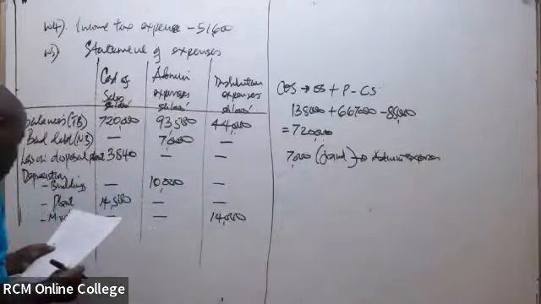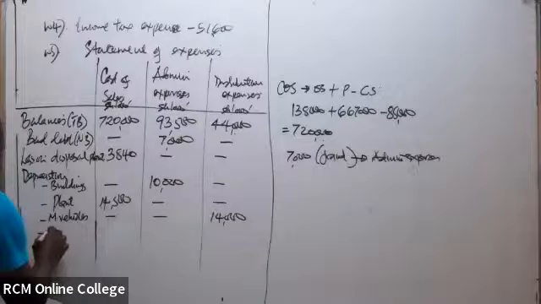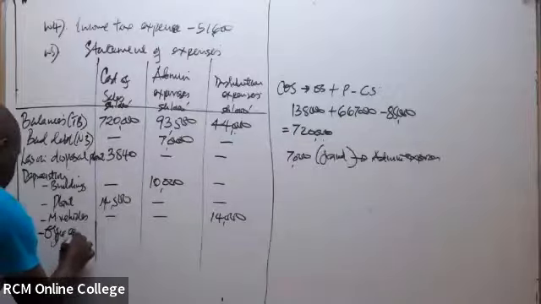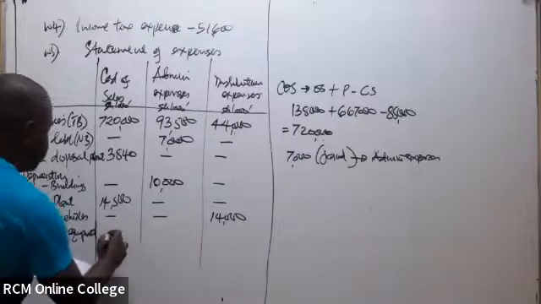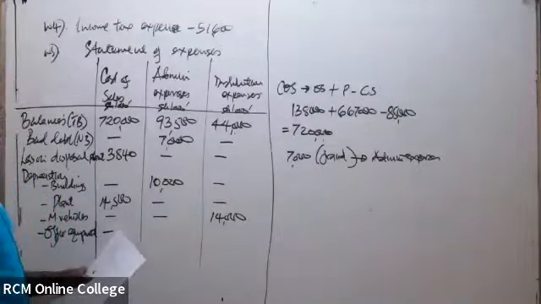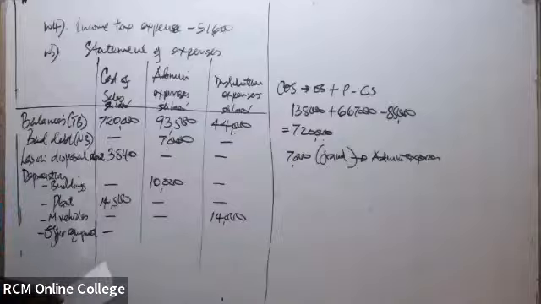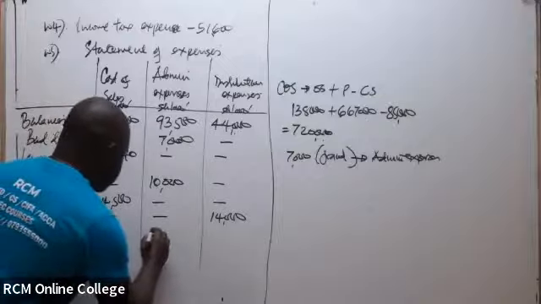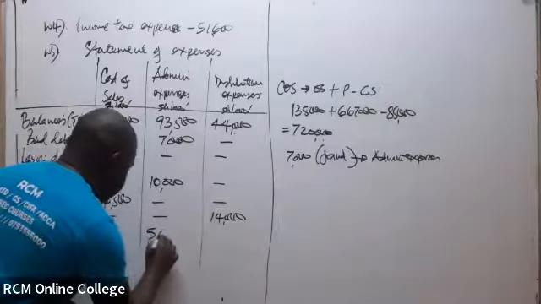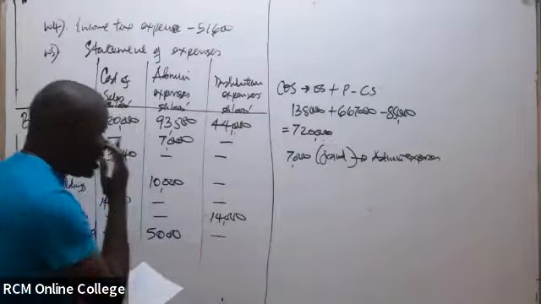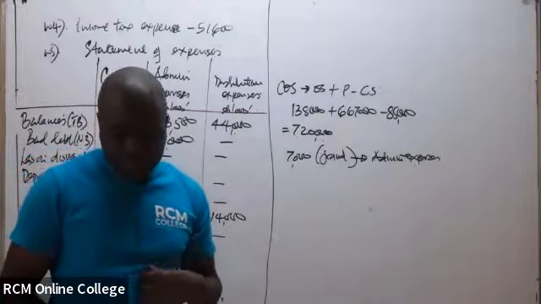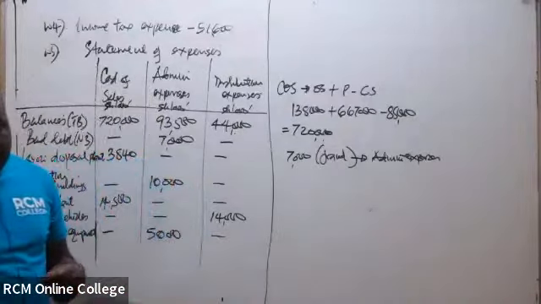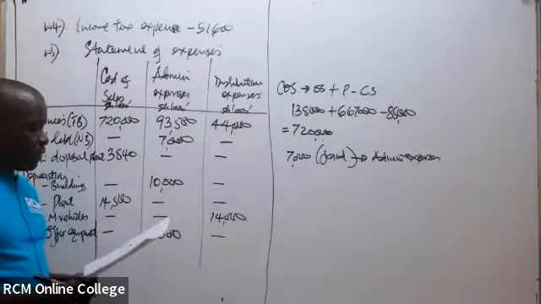Then the last one, in this case, you are told office equipment. This one we are told will likely go to administration. As per our computation, office equipment was 5 million. So it will go to administrative expenses. Those are the items that will likely end up affecting the statement of expenses.